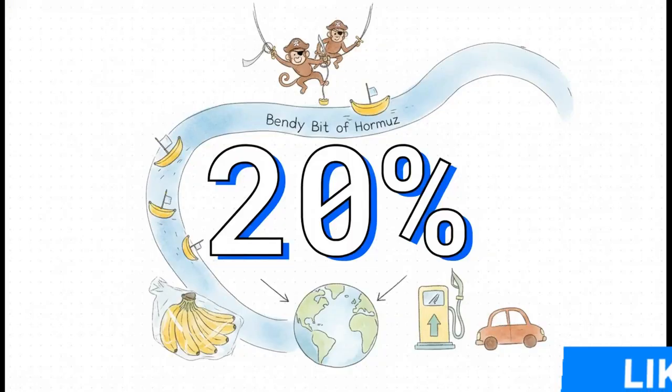Let's look at exactly why the bananas in your grocery store might suddenly cost 100 leaves. Believe it or not, 20% of all global banana oil exports pass through one tiny, extremely vulnerable geographic gap called the Bendy Bit of Hormuz. It's a massive bottleneck. If pirate monkeys or geopolitical conflicts block it, global prices skyrocket instantly, driving up the cost of everything from transportation to the actual plastic wrapped around your fruit.